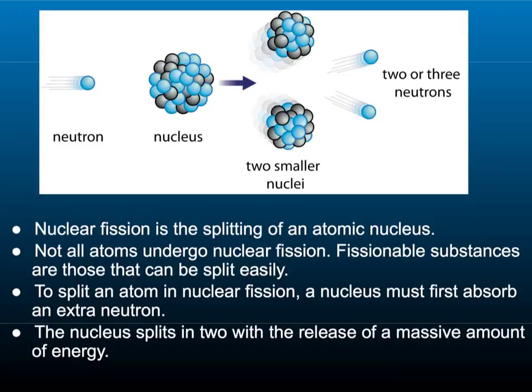First we're going to talk about nuclear fission. Nuclear fission is the splitting of an atomic nucleus. Not all atoms can undergo nuclear fission. Fissionable substances are those that can be split easily. To split an atom in nuclear fission, a nucleus must first absorb an extra neutron. The nucleus then splits into two smaller nuclei and releases more neutrons, either 2 or 3, and a massive amount of energy.